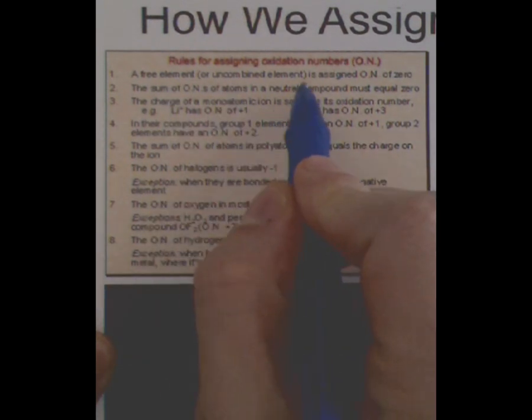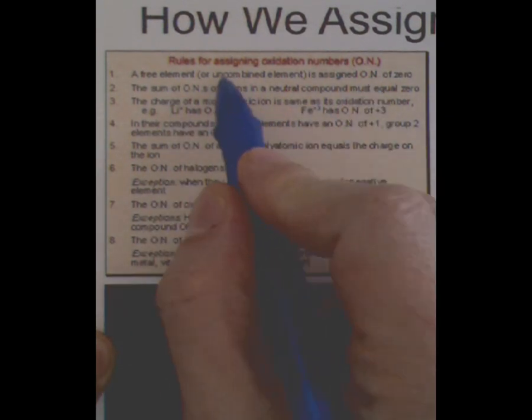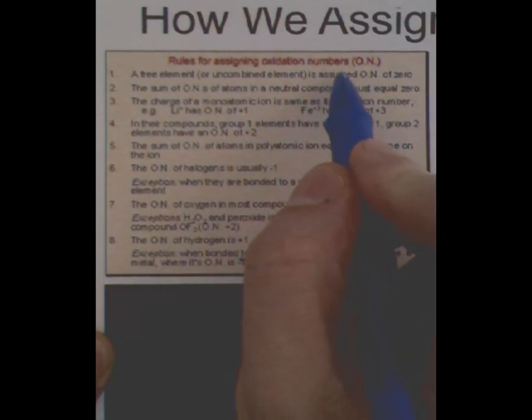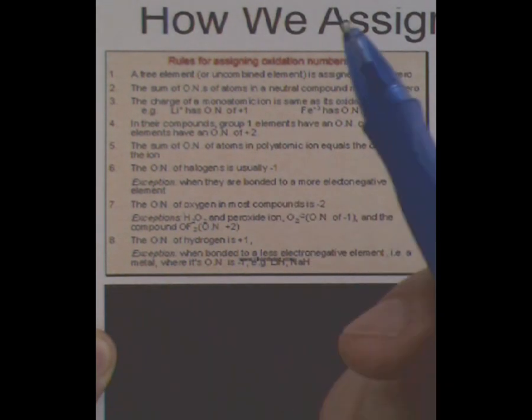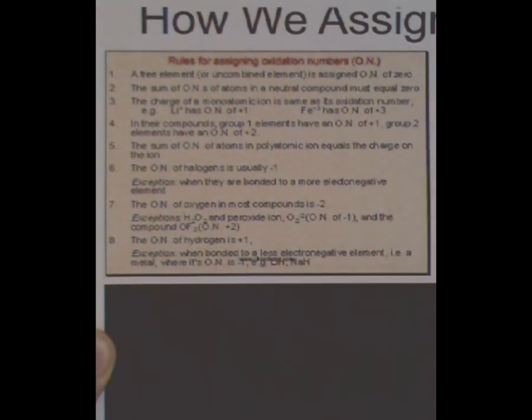A free element is assigned a zero oxidation state. So basically, any element is always going to have a zero oxidation state, and the reason behind that is because even if it's a molecular element like oxygen, no one atom in the element is going to have more ownership, because they're going to be the exact same atom. If it's a single element, then you can't really talk about ownership within a compound because it's not a compound.